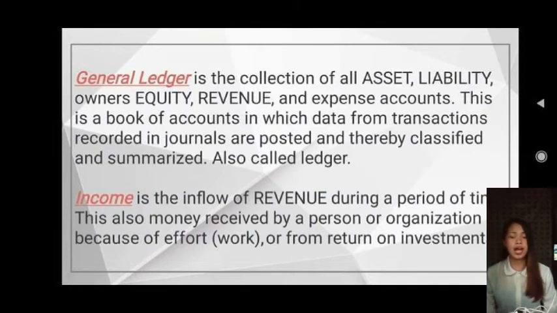And next is income. Income is the inflow of revenue during a period of time. This is also the money received by a person or organization because of effort or work or from return on investments. So it is well explained here, so I will not explain it further.